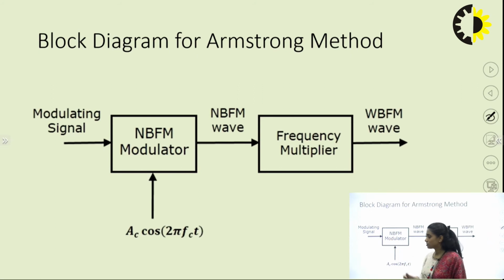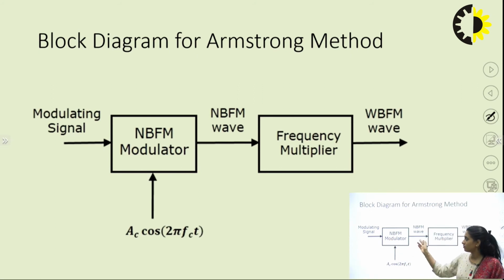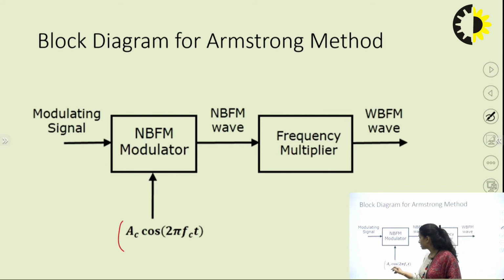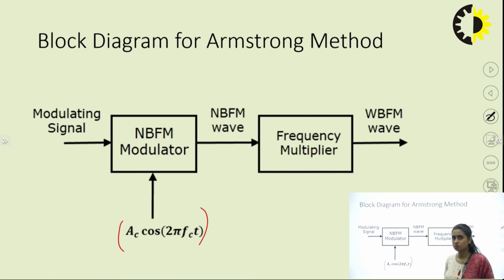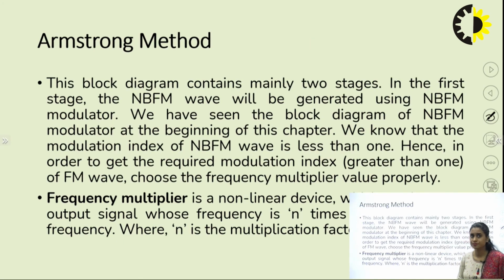Let's see. I give the input, which is my modulating signal, to a narrowband modulator, which we just discussed, and it requires a carrier. After this, I pass it through several frequency multipliers until I get the desired value of del f and, corresponding to it, the desired value of beta. So I am able to generate wideband FM, right? This is the indirect method of generation, which is also called the Armstrong method.